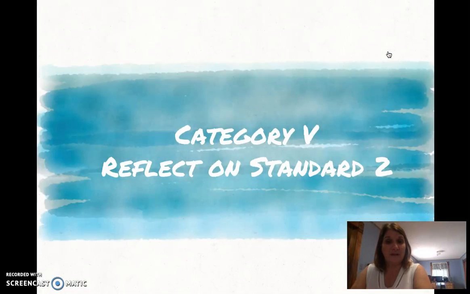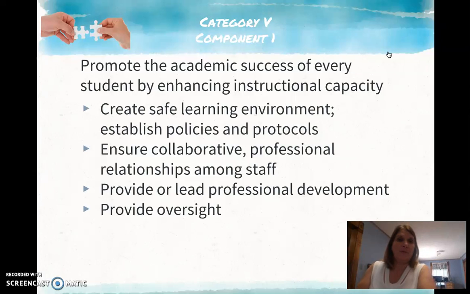Category 5, reflect on Standard 2. Promote the academic success of every student by enhancing instructional capacity. I wanted to create a safe learning environment, establish policies and procedures and protocols to ensure that that goes on, ensure a collaborative professional relationship among all staff members, provide or lead professional development to help build this positive culture, and provide oversight. There seemed to be a very large lack of oversight in this school with the superintendent only coming once a week. Seems like they were monitoring themselves.